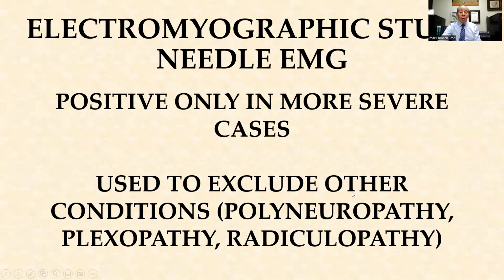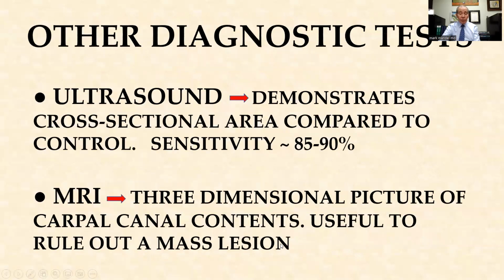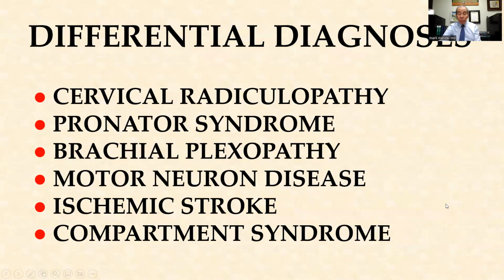What do we need an EMG for? Well, you want to make sure we're not missing another diagnosis. In other words, is this carpal tunnel, or does the patient have a polyneuropathy? Do they have a plexopathy? Or is the problem coming from the neck in the form of a cervical radiculopathy? In the past 20 years, ultrasound has become quite common. It's actually quite sensitive. And in some rare instances, an MRI is needed, but usually you do an MRI to make sure you're not missing some sort of a tumor mass in the carpal canal.